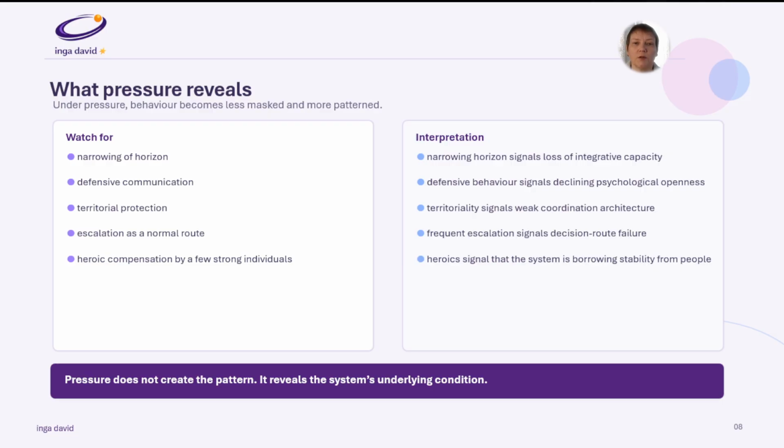Interpretation. Narrowing horizon signals loss of integrative capacity. Defensive behavior signals declining psychological openness. Territoriality signals weak coordination architecture. Frequent escalation signals decision road failure. Heroics signal that the system is borrowing stability from its people. Pressure does not create the pattern, it reveals the system's underlying condition.